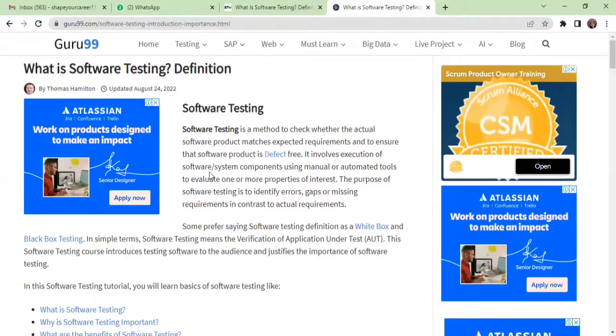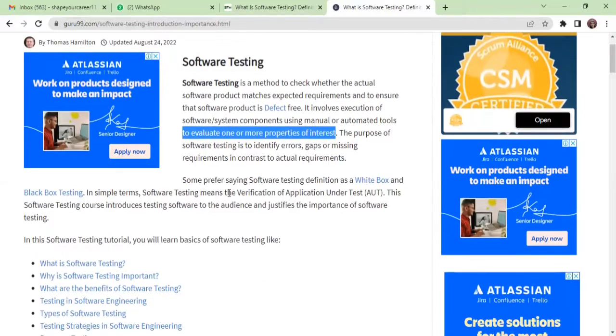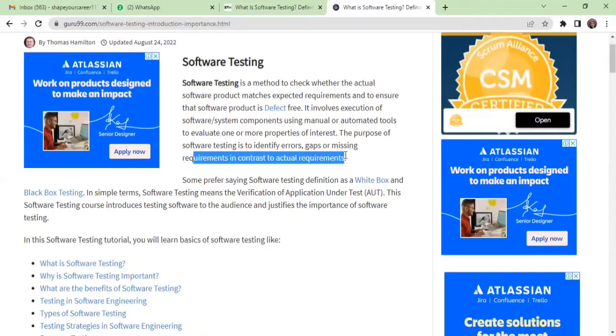Now it involves execution of software or system components using manual or automation tools to evaluate one or more properties of interest, right? The purpose of software testing is to identify errors, gaps, or missing requirements in contrast to the actual requirement.